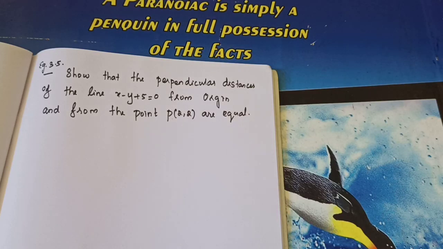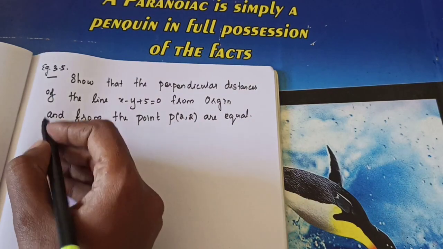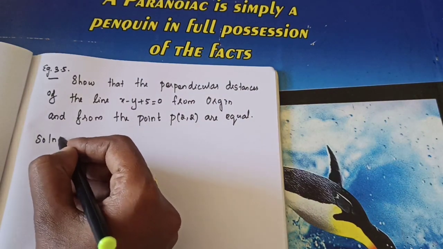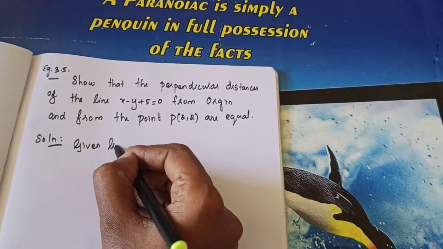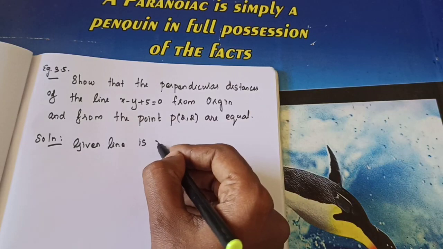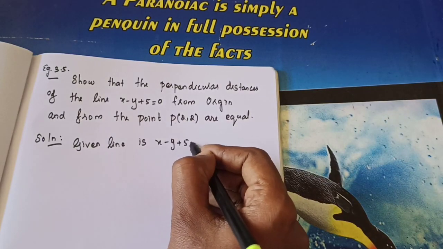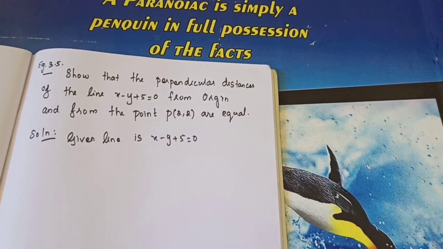So origin and the point, we have learned the formulas. We need to prove that both the answers are equal. So both the formulas you will use here. Solution. Given line is x minus y plus 5 is equal to 0. So first we will find the perpendicular distance from the point to the line.